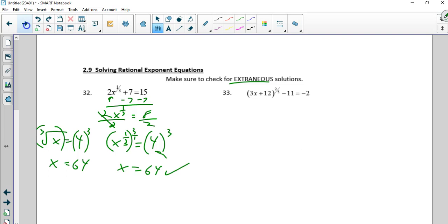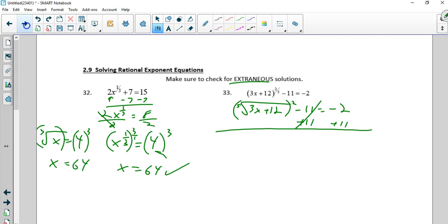Here, I'm going to rewrite this as 3x plus 12, fifth root, squared. Minus 11 equals negative 2. I'm going to add 11 to both sides. That gives us 9 equal to 3x plus 12.